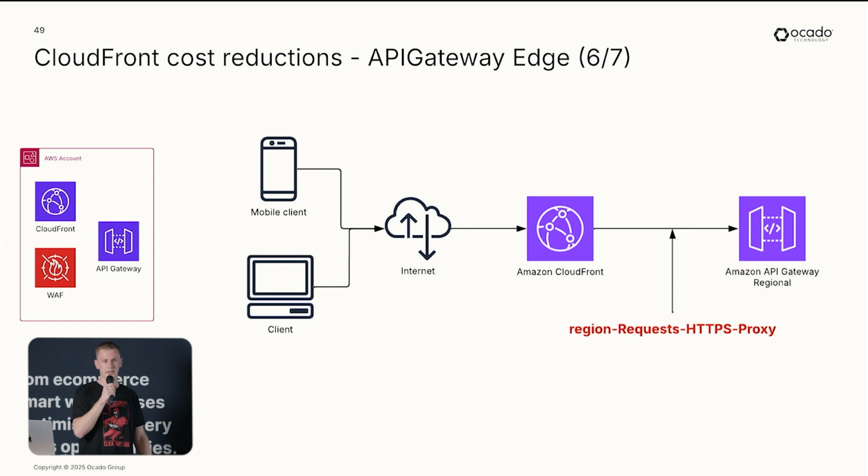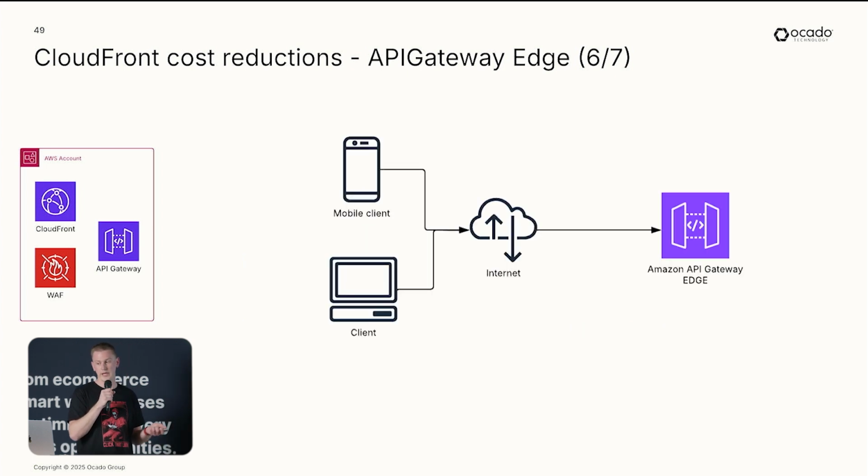The next point is combining CloudFront with API Gateway. If you're using a setup where you're putting CloudFront in front of the API Gateway regional endpoint, you are being charged for HTTPS requests, so fetches from origin, even though it's still AWS network only. So what can we do about it?